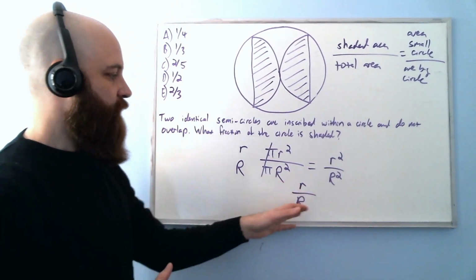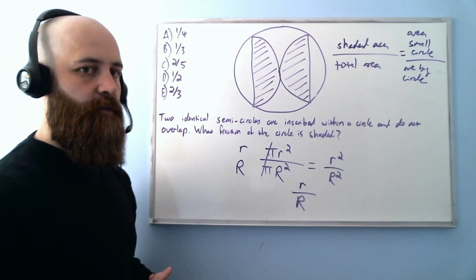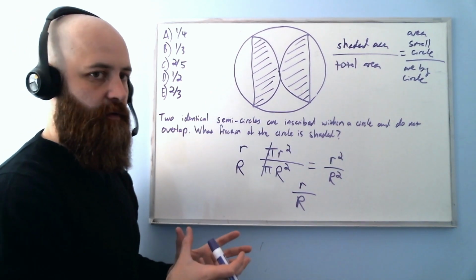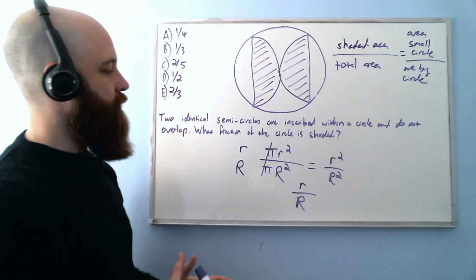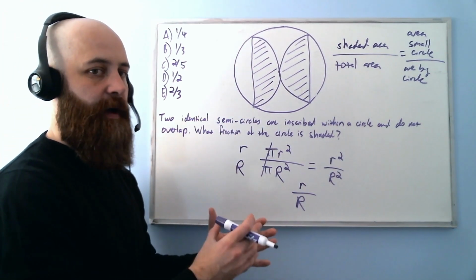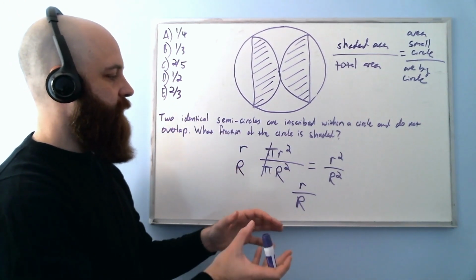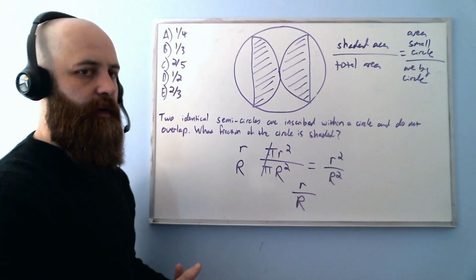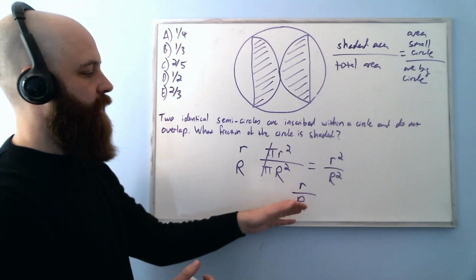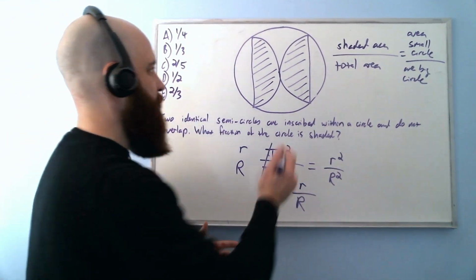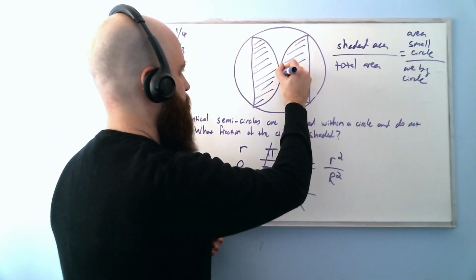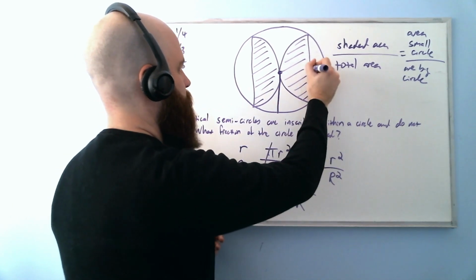Okay, so I'm trying to find the relation between the radius of the small circle, the radius of the big circle. So let's start drawing some radii and see if we can connect them up somehow. Maybe they're going to connect in some kind of shape, and I'll be able to figure out their ratio of little r to big R through that. Okay, so here's the big radius, here's a small radius.